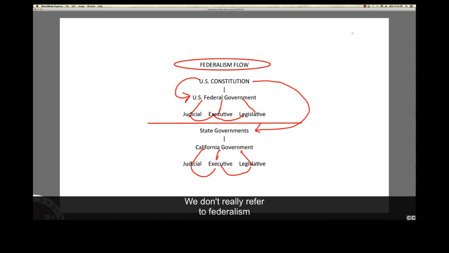We don't really refer to federalism as a separation of power. If we're just going by the English language, yes, it is separating power between the federal government and the state governments. But the reason we don't refer to federalism as a separation of powers is because it will confuse people with the separation of powers doctrine that separates the functions of one particular level of government. So, for example, in this case, we have the judicial, executive, and legislative of the U.S. federal government. Those 3 branches are all within one level of government.